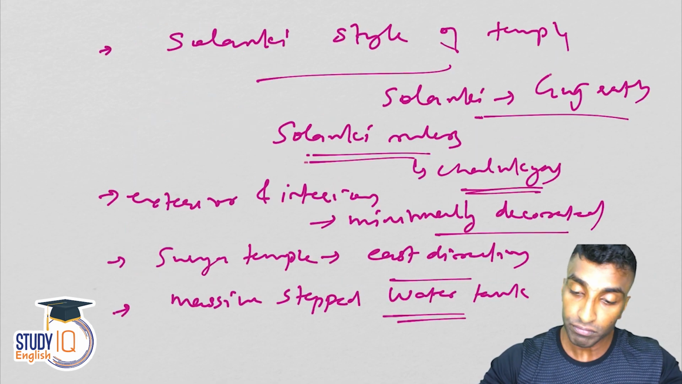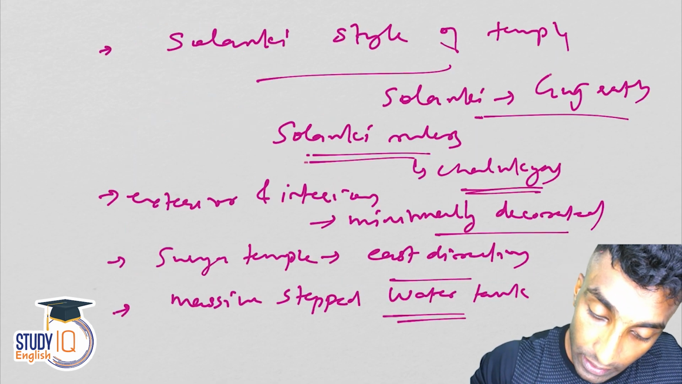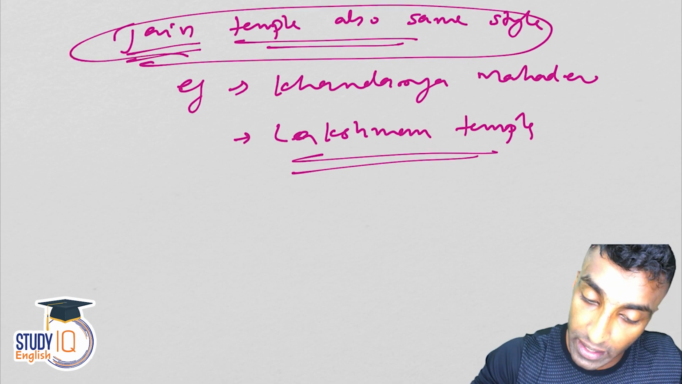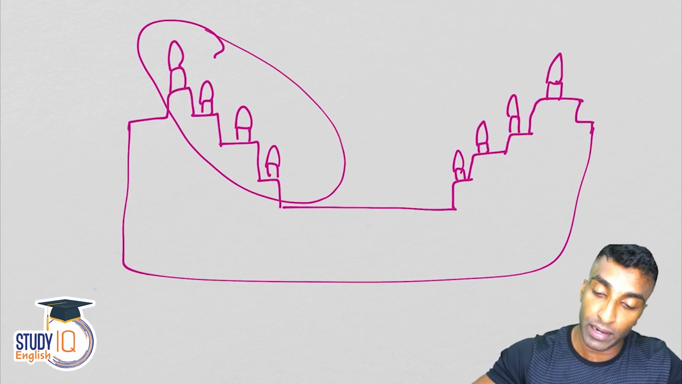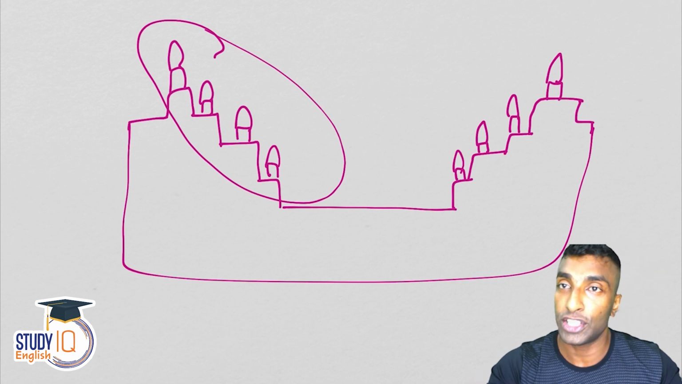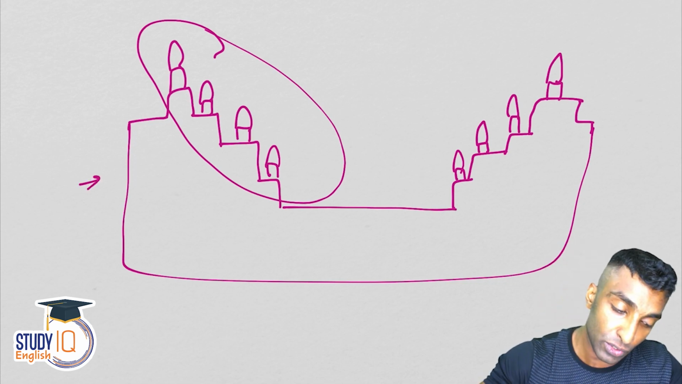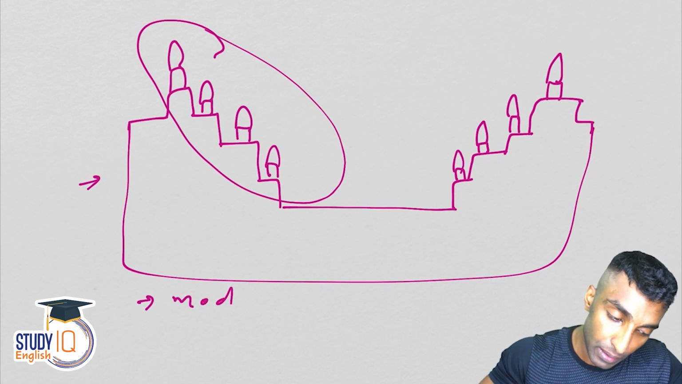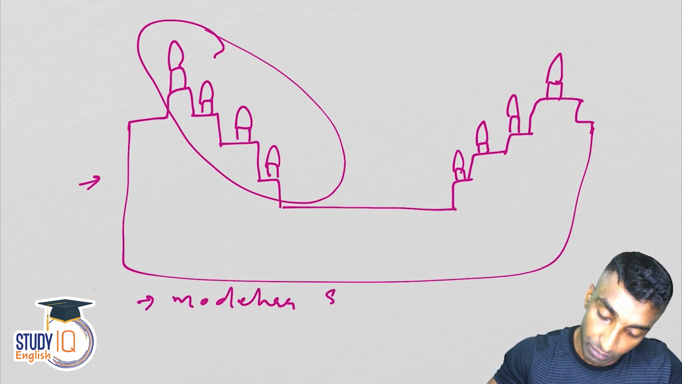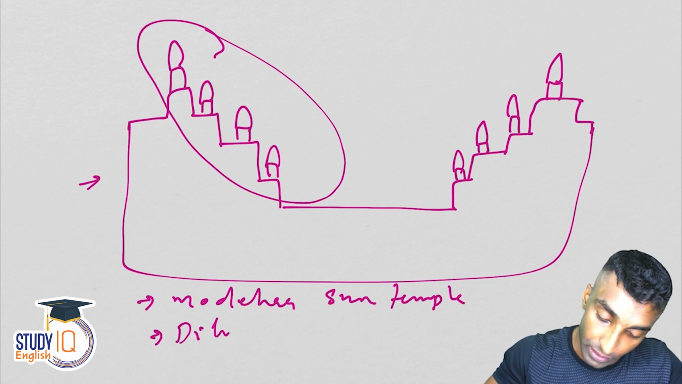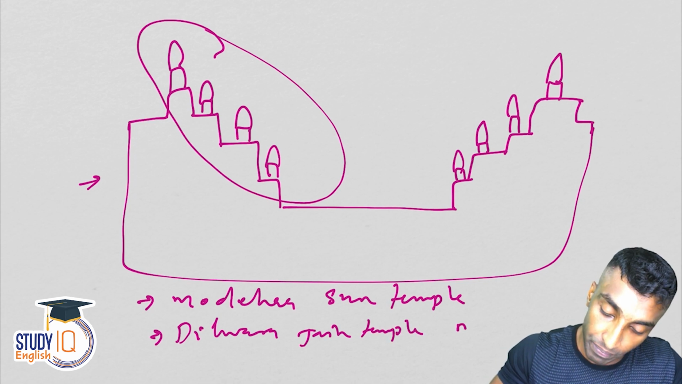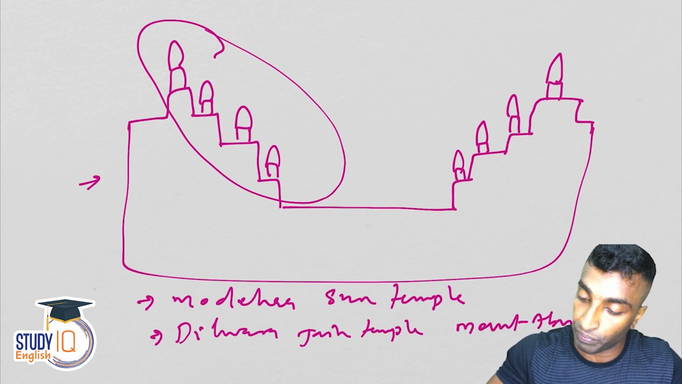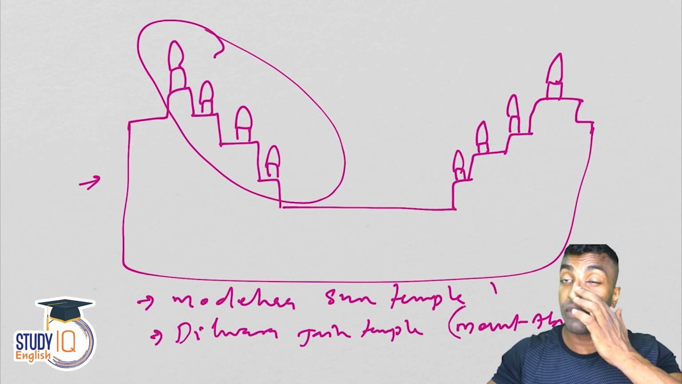So here I've told you the Jain temples are also made in the same style. Here also the Jain temples are made in the same style. Like in Chandela, Jain temples are also made in this style. Example, Modhera Sun Temple, Gujarat, and Dilwara Jain Temple, Mount Abu. Okay, so that's about the variation, guys.